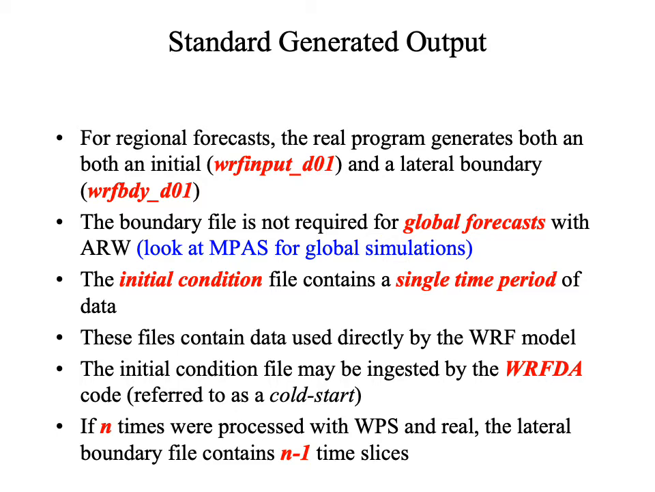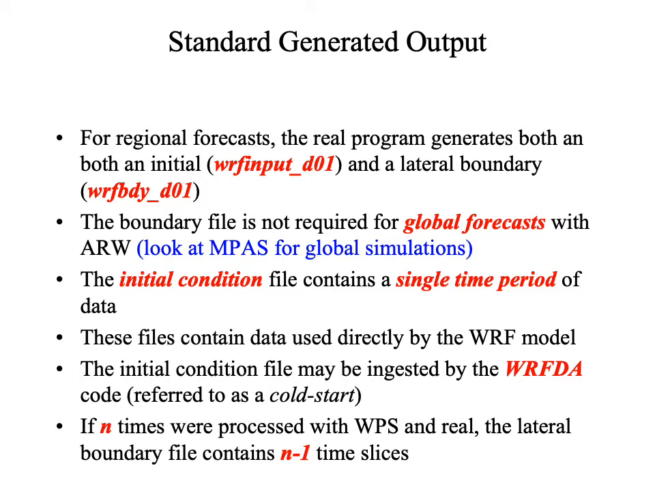There's a boundary file, the WRF BDY file. The WRF boundary file is constructed only for the most coarse grid. The lateral boundary conditions, the time-dependent boundary conditions for the nests, for the inner domains, are provided during the run of the WRF model by the parent domain. The initial condition file is the same format as is used as input to the WRF data assimilation, WRF DA code. This is referred to as a cold start, where you bring in information and update it with observations.